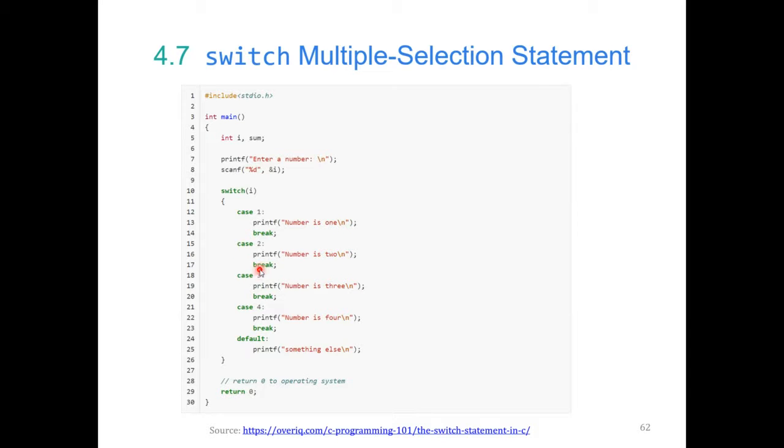Because if we do not write break, what will happen is once the program goes into a case, it goes into the other cases that are below it. So it goes in all of these cases as well. So when we entered 2, our program came in here, and then it went into this case as well, and this case as well, and this case as well. So it printed number is 2, number is 3, number is 4, and then something else.